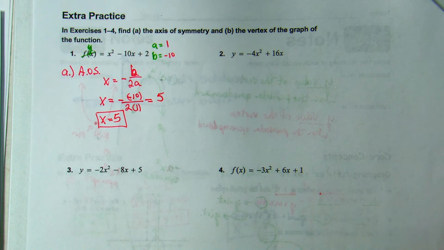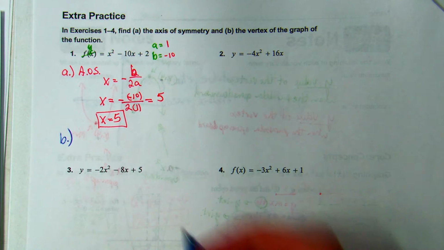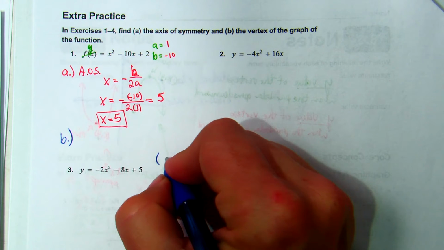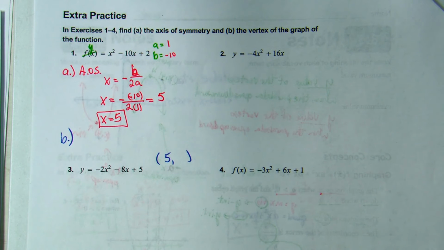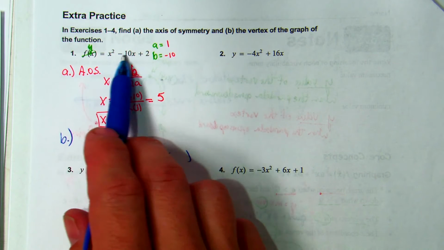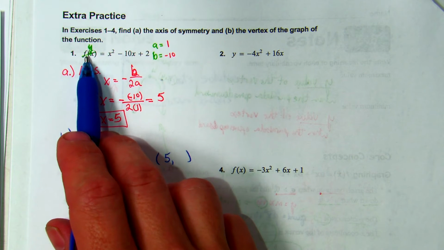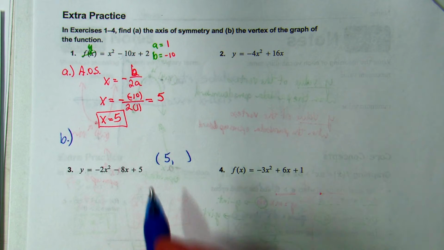It's also the x value in the coordinate for the vertex. So I'm going to find out what that vertex is, but I know starting out that the vertex has a 5 in it for the x value. We just need to find the y value for this vertex. If I know what the x value is, can I find the y value? Yes. And what do I do? I just plug the 5 back into this function or equation, and it gives me the y value.